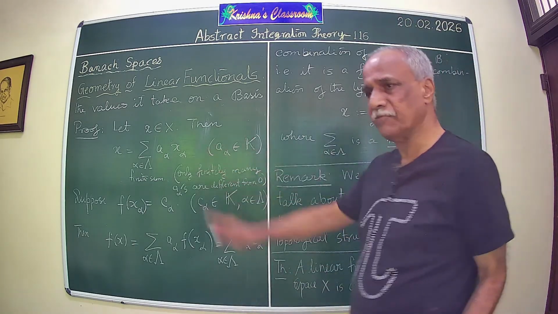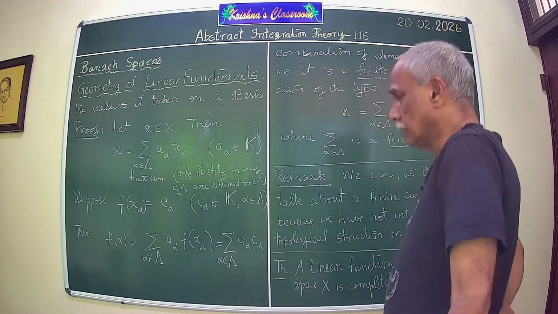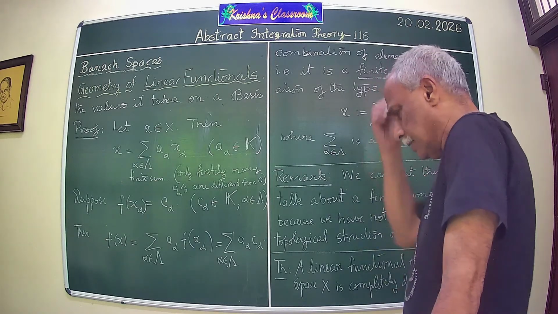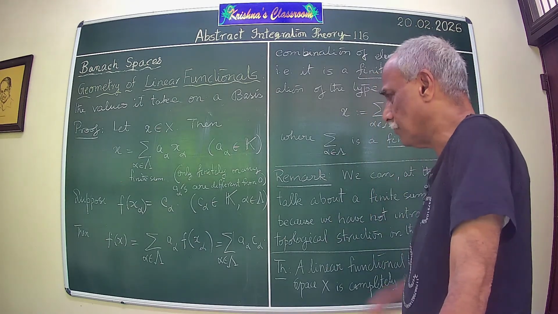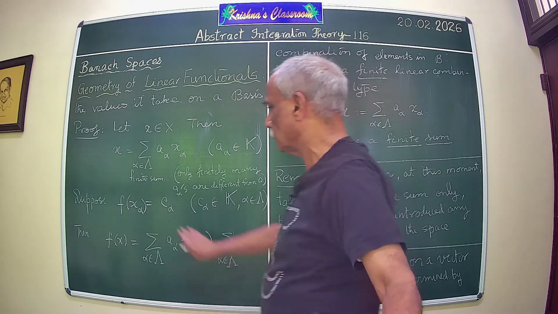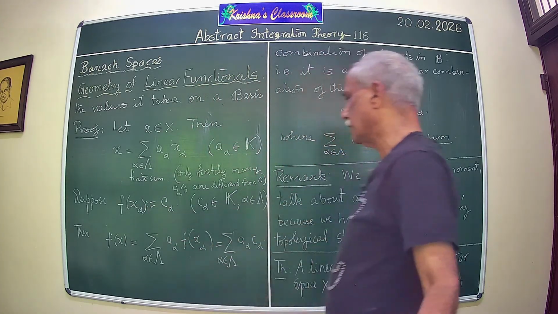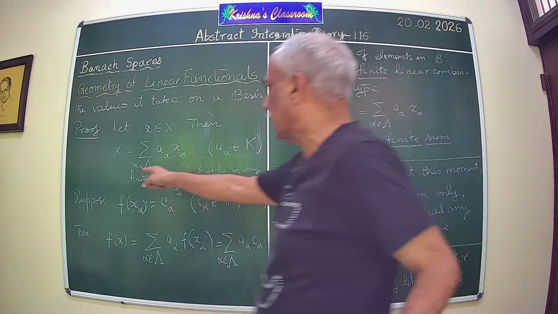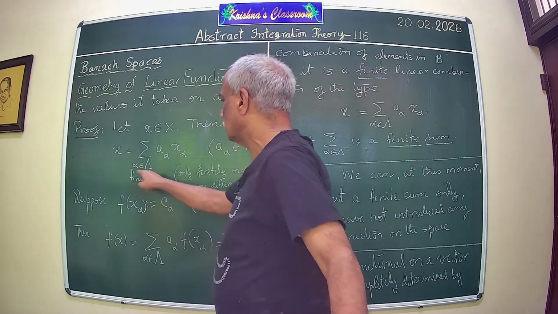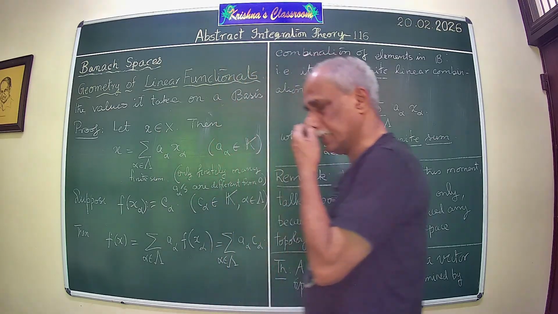Therefore, this is essentially a finite sum. Now, suppose f is a linear function. It is defined for every element of X, and in particular for x alpha. So f of x alpha is a scalar, and let that be given by c alpha. Then what you get is this. Because of the linearity, f of this sum is essentially equal to the finite sum of a alpha f of x alpha. That is the linearity that comes.